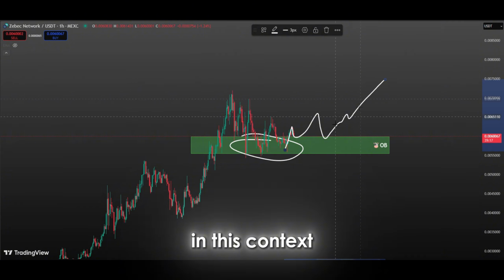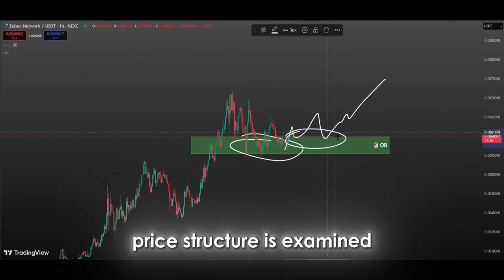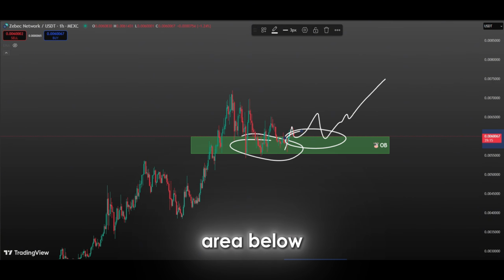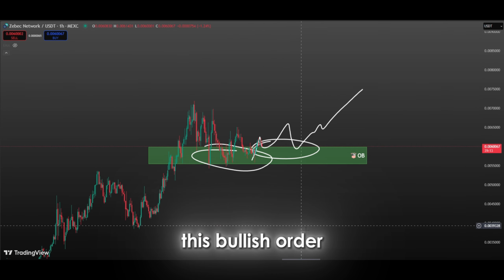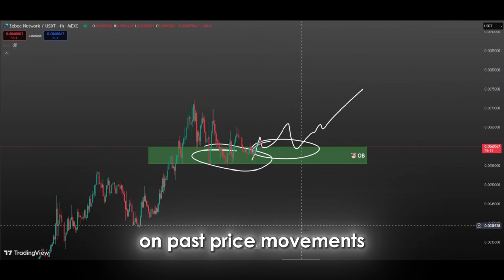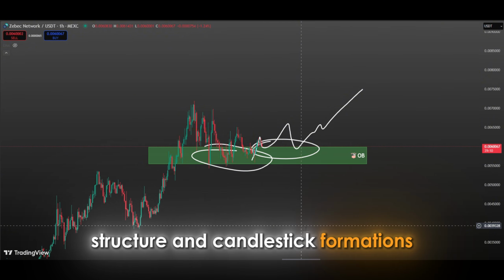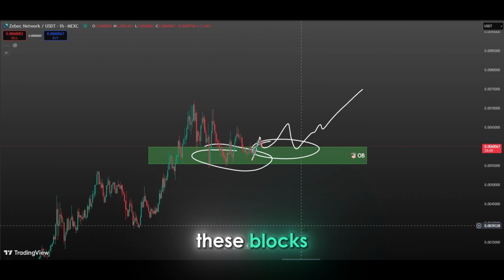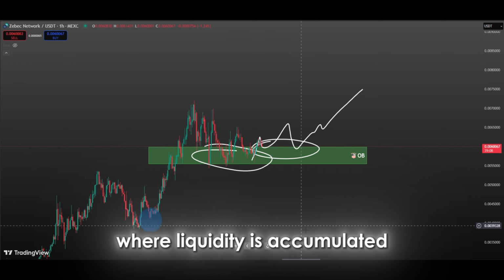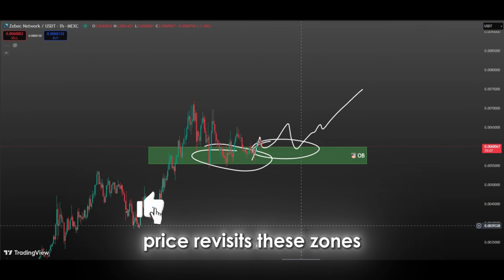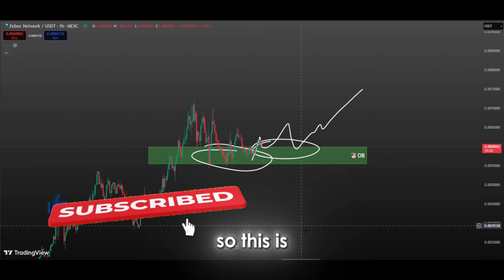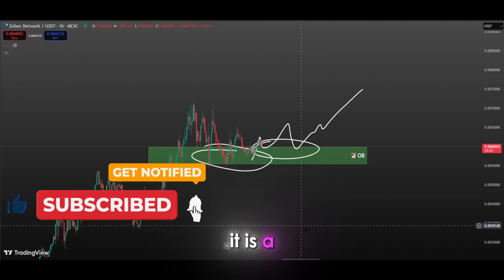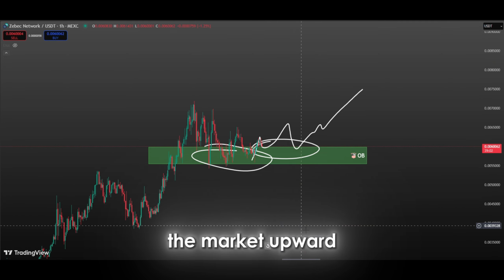In this context, when the current price structure is examined, this strong support area below forms an ideal ground for a potential price reversal. The area where this bullish order block is located gains significance not only based on past price movements, but also in consideration of volume structure and candlestick formations. These blocks are generally areas where liquidity is accumulated, and when the price revisits these zones, buyers are expected to re-enter the market. So, this is not merely a simple support. It is a fundamental structure that can drive the market upward.